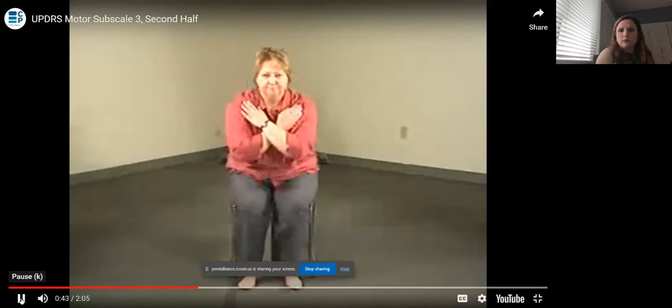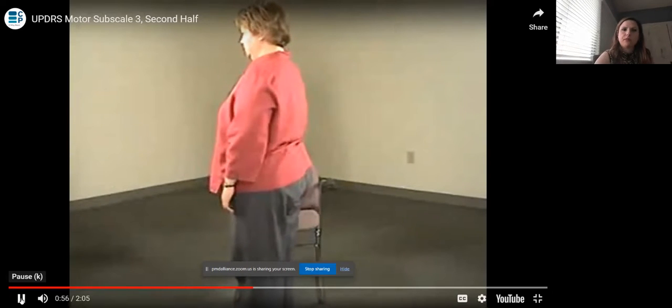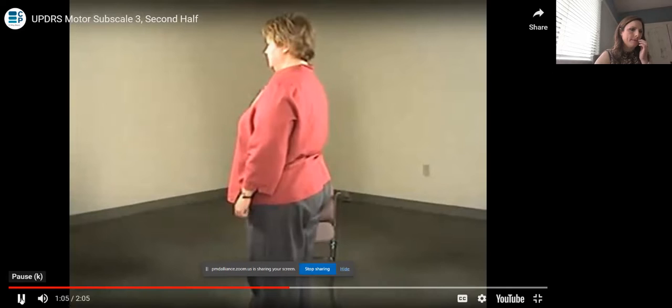The next part is arising from the chair, and the instructions are put your arms across your chest, stand up, and if she can do it quickly like that, that's normal. If she has to push up with the arms or rock a few times, then it would be downrated as indicated. The next part would be posture. Turn to the side for us, please. We're looking for increased flexion at the neck, the shoulders forward, the elbows bent, the hips bent, or the knees bent more. That's typically asymmetric. In fact, somebody may even be leaning to the side, and then it's rated appropriately.